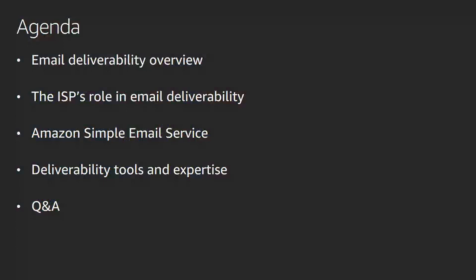Today, we're going to discuss email deliverability, just the general principles and best practices from a sending standpoint. We're going to talk about the ISP's role in email deliverability and the relationship between senders and receivers. We're going to talk about Amazon Simple Email Service deliverability, and the tools and expertise that help promote the service and help deliver messages endpoint to endpoint, and then also to the inbox for our users. And then we'll have a question and answer section, where we can go over a couple of the common questions that we received, but overall, that'll be our presentation for today.